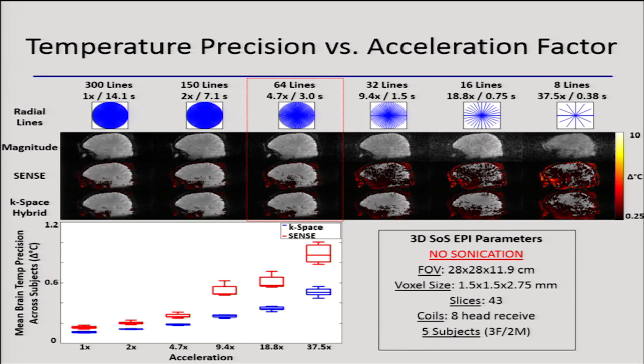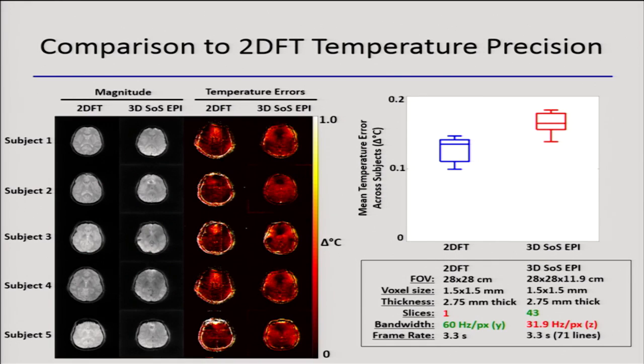I emphasize here there was no sonication done in this experiment. We are just looking at temperature precision in the brain, and we are able to get whole brain volume coverage of about 11.9 centimeters in the foot-head dimension and 43 slices for temperature monitoring. We then computed the temperature precision in our 3D sequence and compared that to the 2D sequence, which is just a standard 2D spoiled GRE sequence. We did this in 5 different subjects, and we see that the temperature precision was slightly lower than that of the 3D sequence. And again, the trade-off here being that the 3D sequence is giving us whole brain volume coverage with 43 slices for temperature monitoring.